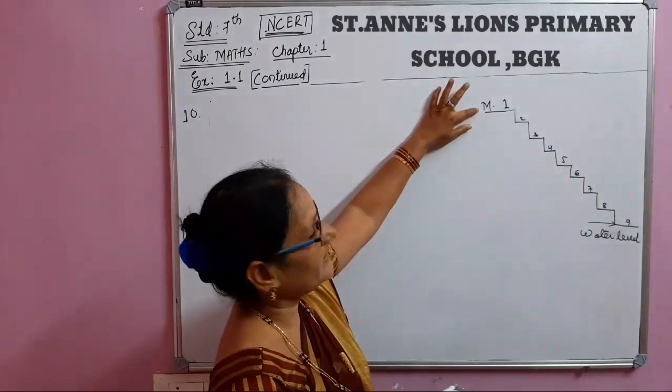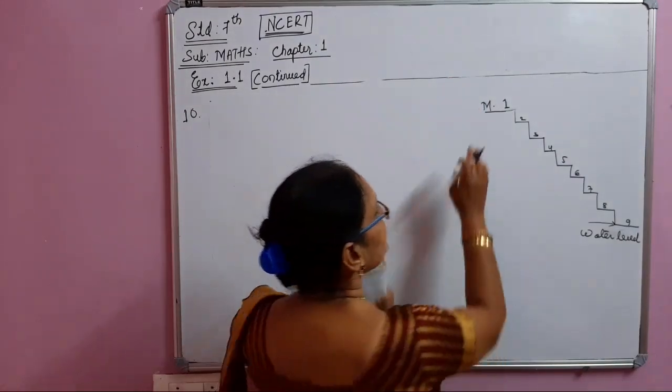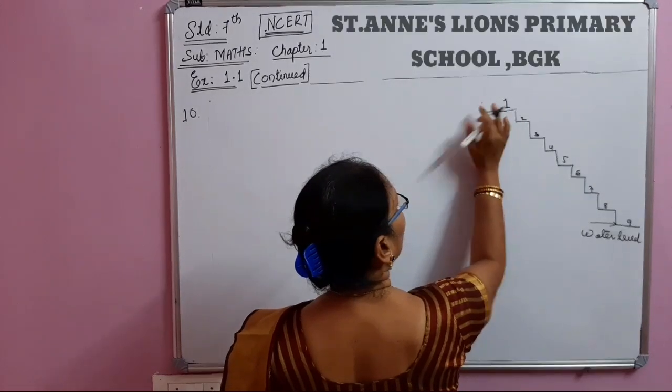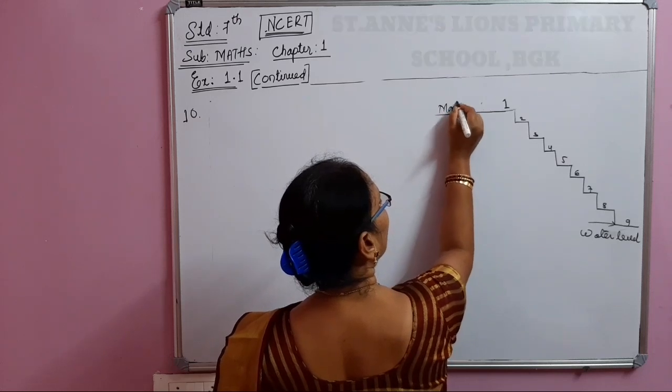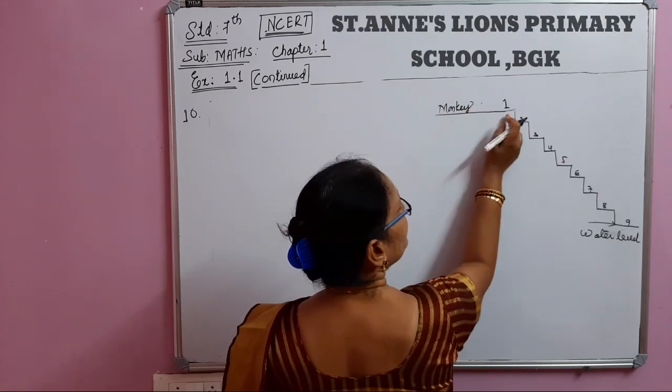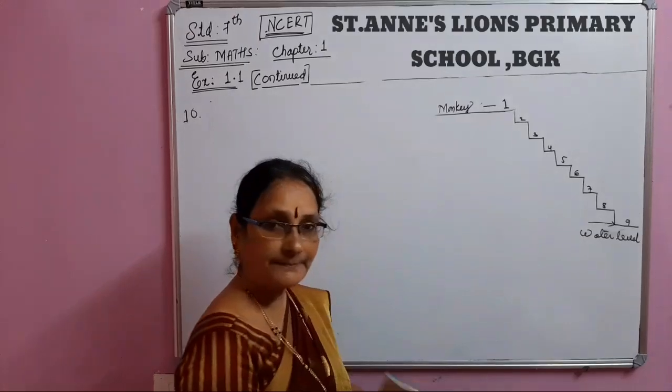See here, M means monkey. Monkey is sitting here. Better I will write here, monkey only. This is the first step. Monkey is sitting here in the first step.